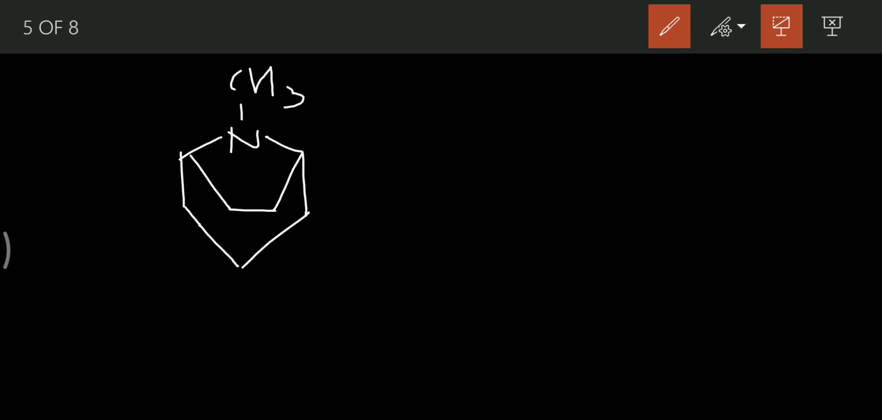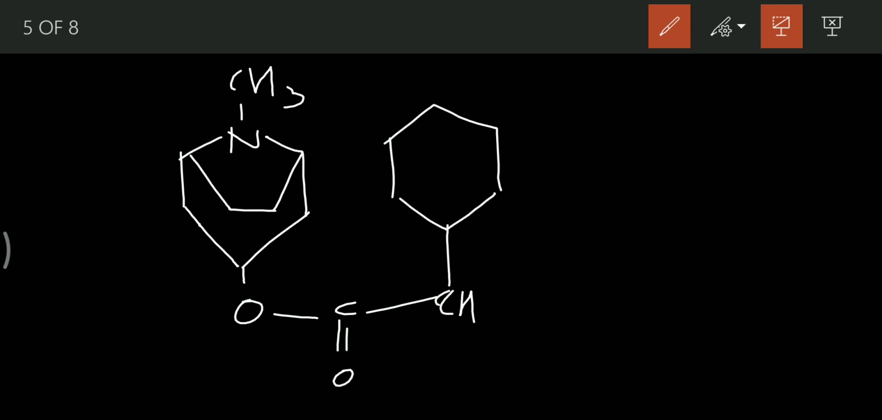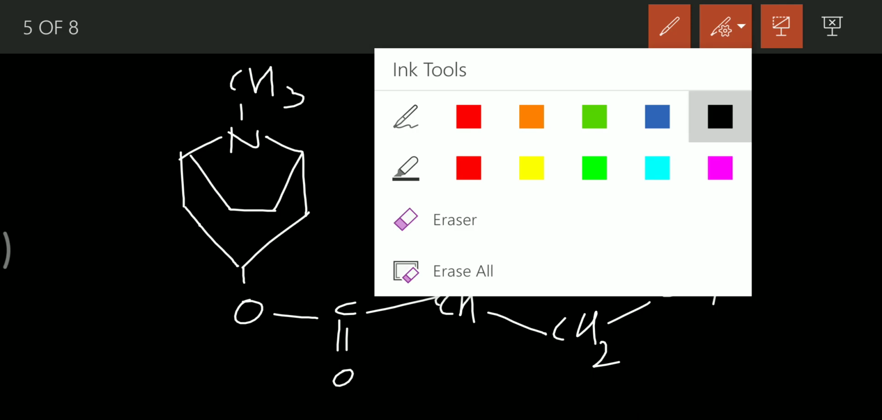If you feel difficulty in writing the stick structure, you can also write the open structure. Write tropane, bonded to oxygen. The para position must be bonded to oxygen. Then write a carbonyl group. Then attach it to a CH group, which is attached to a benzene ring. Then this CH is attached to a CH2 group, which is attached to OH. So you can also write this type of structure. So this is about the structure of atropine.